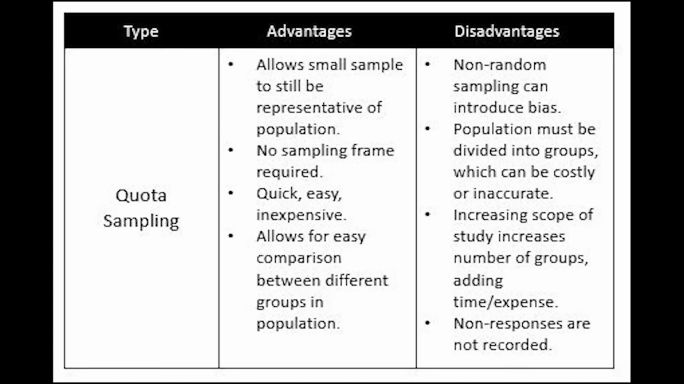The advantages of using a quota sample are that a small sample can actually be representative of the population, as in each of the strata, each of the categories is represented within my sample. I don't even need a sampling frame. I used one in my example, but it's not necessary. I could have just pointed at the first 3 black cars that I saw, first 3 red, etc. It's quick, it's easy, and it's inexpensive.